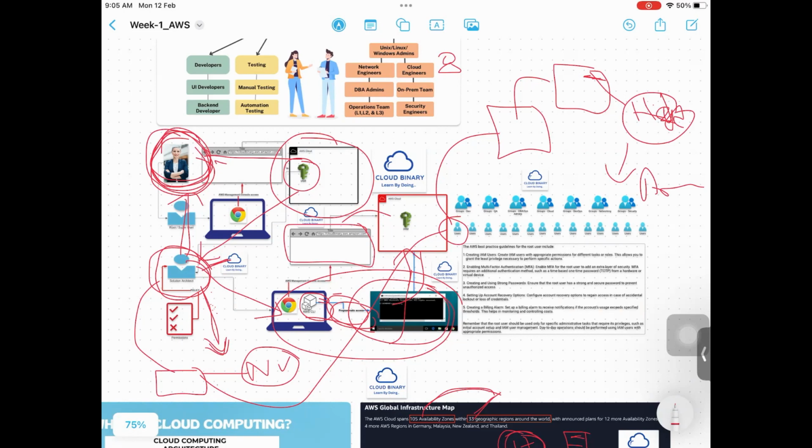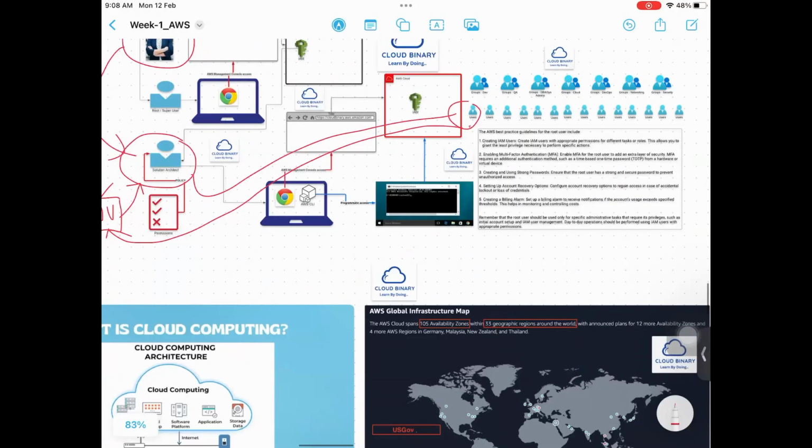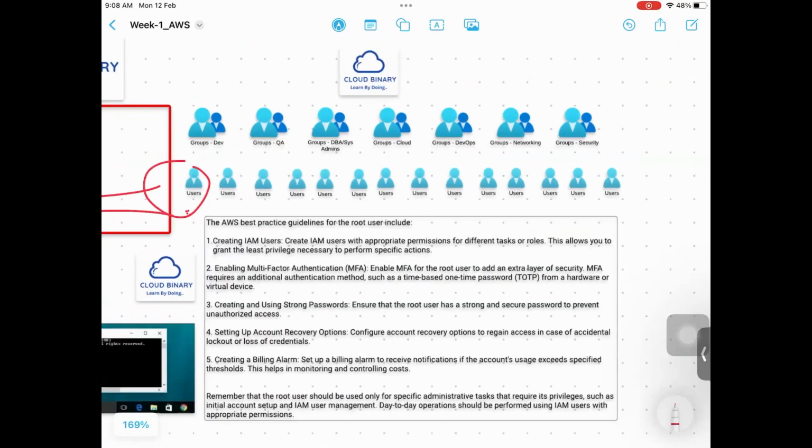Based on the policy, this user will log in and do his day-to-day operations. We are going to create groups. Inside a group, users will be part of it. This user could be a UI developer. This user could be a backend developer. Hence, it's called dev team, dev group.